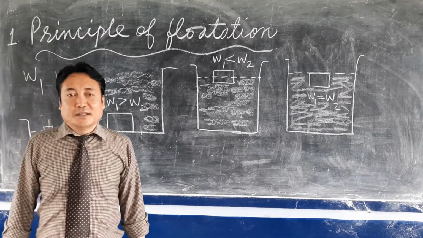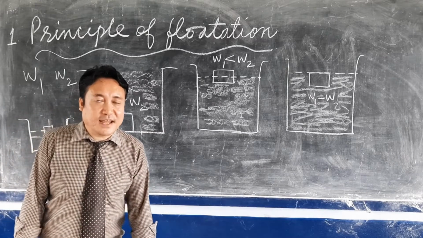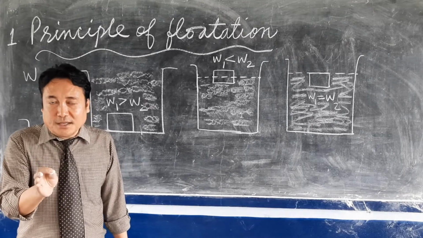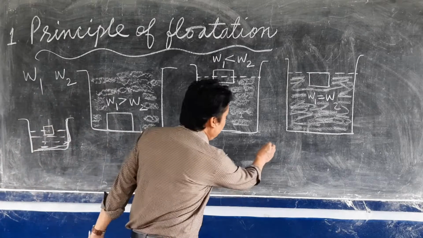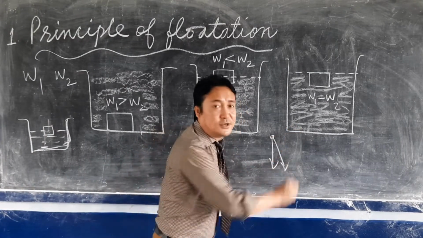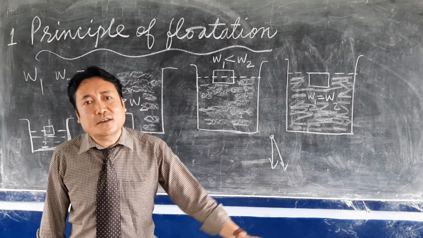Next point is here, the center of gravity. This is a new point for you, center of gravity. Center of gravity means it is a point on a body where the weight of the body acts vertically downwards, which we call the center of gravity. And the other one is known as the center of buoyancy.